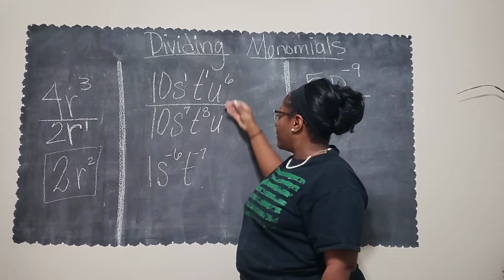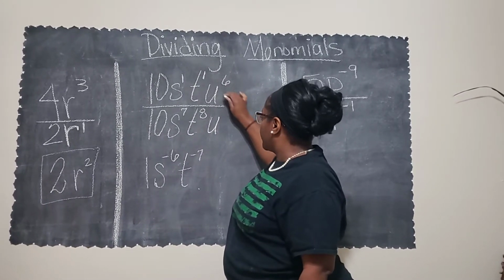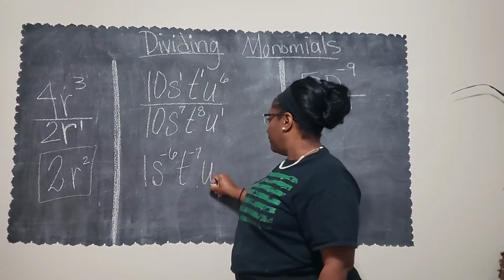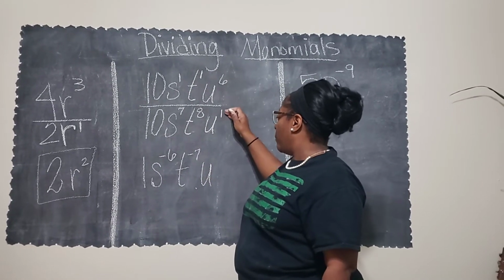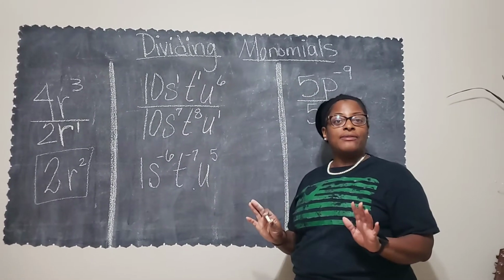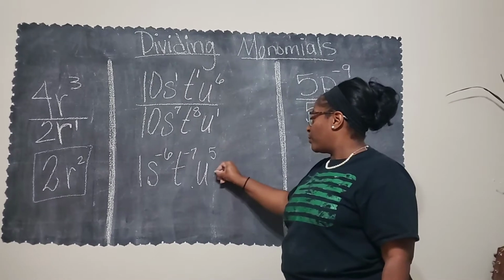My last set of like terms are the u's. U to the 6th divided by u to the 1st. I keep my variable, and 6 minus 1 is 5. But if you remember, you cannot have negative exponents. So there's one more step.